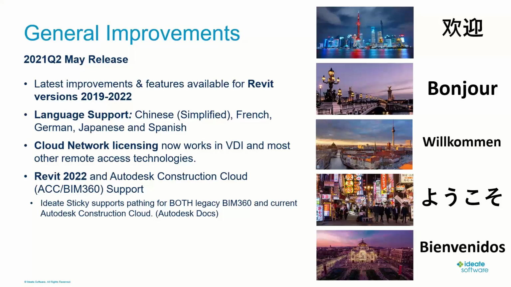But all 5 of our software solutions are now delivered in 5 languages, actually 6 with English. Simplified Chinese, French, German, Japanese, and Spanish. So if you're using, let's say, the native language version in Revit, so you've set it to German, our Ideate software solutions will just automatically be in German and available to you.